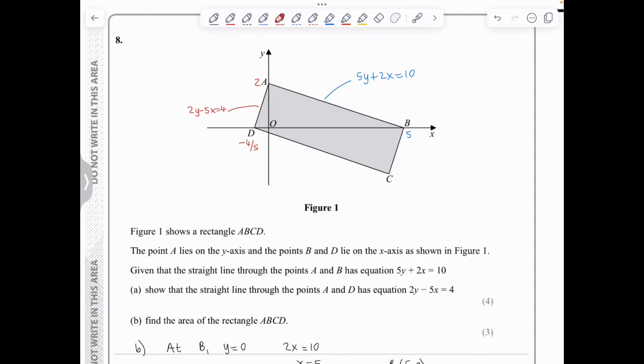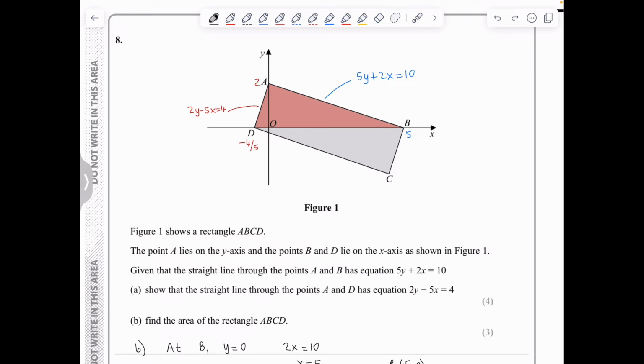Now to find the area of the rectangle ABCD, one approach will be to find the distance AB, the distance AD, and then just multiply the two together. Or alternatively, I could avoid totally the distance formula, and I would simply say that if I find the area of this triangle shaded here and just double it, I'll be finding the area of the rectangle ABCD.